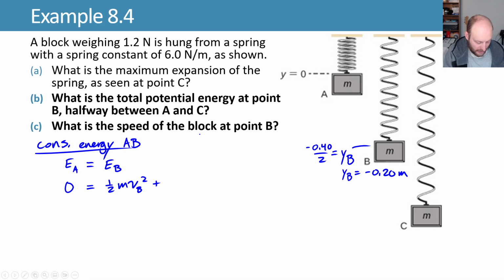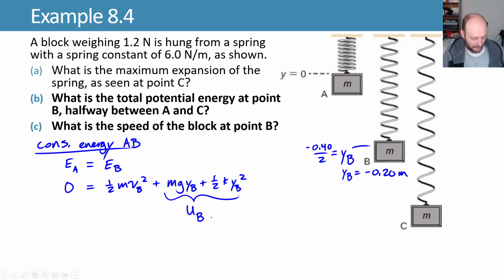Actually, we can just calculate this. I'm going to write it out, m g yB plus 1/2 k yB squared. But this right here, this is all our potential energy at B combined, which means we can plug in the values for m, g, yB and k and get our answer. mg we don't know separately, we know them combined as 1.2 newtons, which leaves us with negative 0.125 joules worth of potential energy at that point.